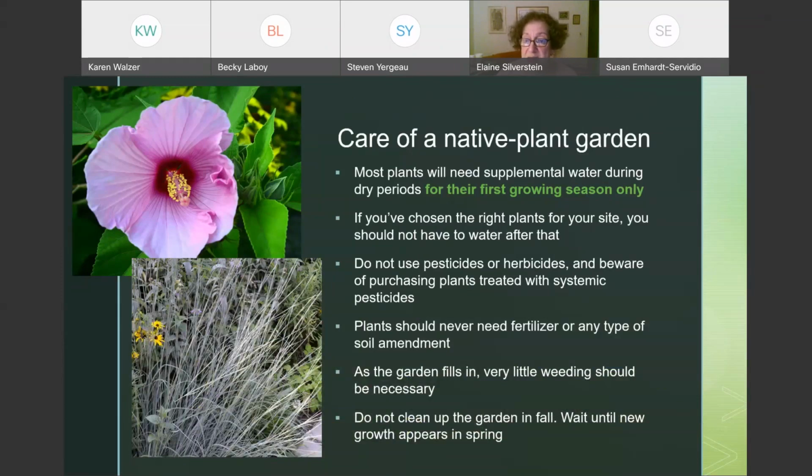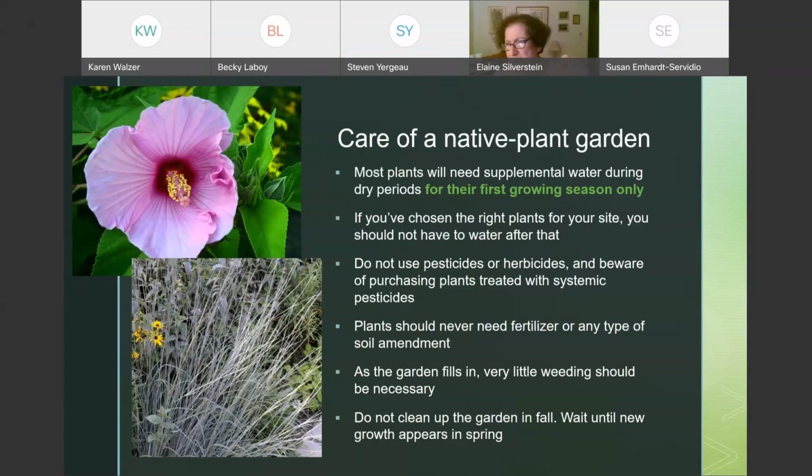Do not use pesticides or herbicides, and beware of purchasing plants treated with systemic pesticides. A couple of years ago, the American Gardening Association put out an advisory warning people not to buy their plants from big box stores because the plants are almost always treated with systemic pesticides, specifically neonicotinoids. If a plant is treated with a systemic pesticide and a caterpillar eats it, it's going to die. So you don't want those plants. Specialist nurseries will not use pesticides on your plants. You can always ask and you'll know exactly how those plants have been treated, or if they've been treated.